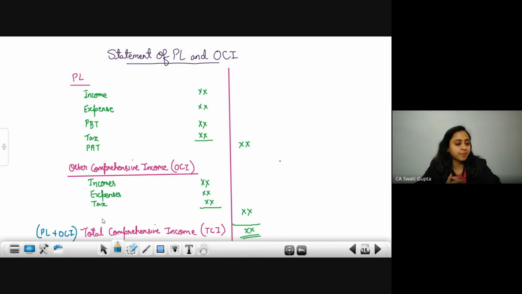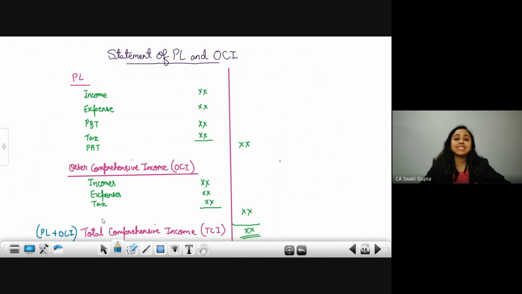Give me a quick thumbs up. You do not have a choice. It's not on a voluntary basis that you can decide whether to charge to PL or OCI. Instead, it's given in the standard. If the standard says specifically to record under OCI, then go under OCI. Otherwise, please record under PL.